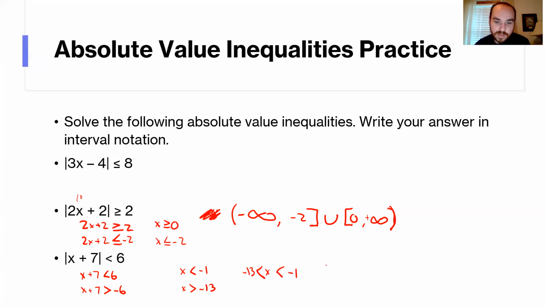And then we just write that out in interval notation. So we go from negative 13 to negative 1. And since there are no equal to signs, these are both excluded, so we do normal parentheses. And we can write x equals if you want to.